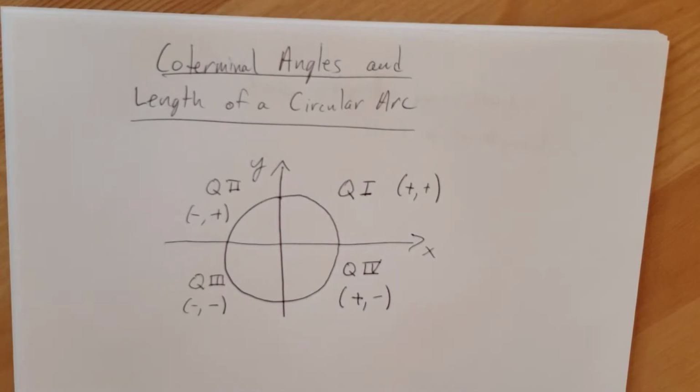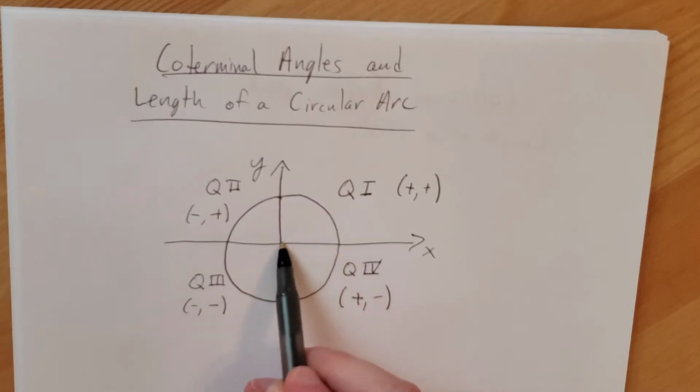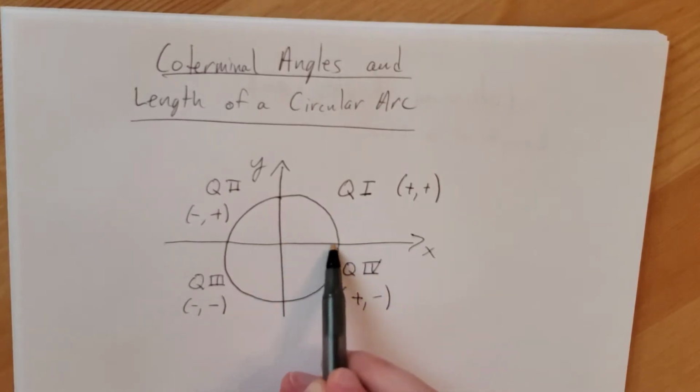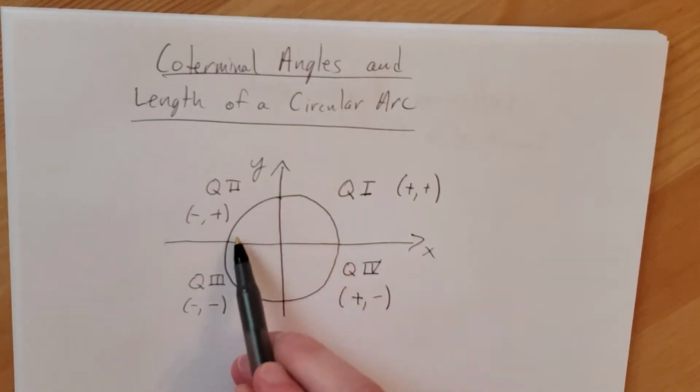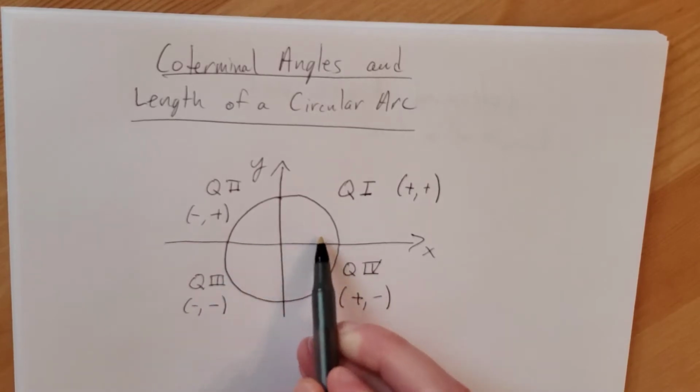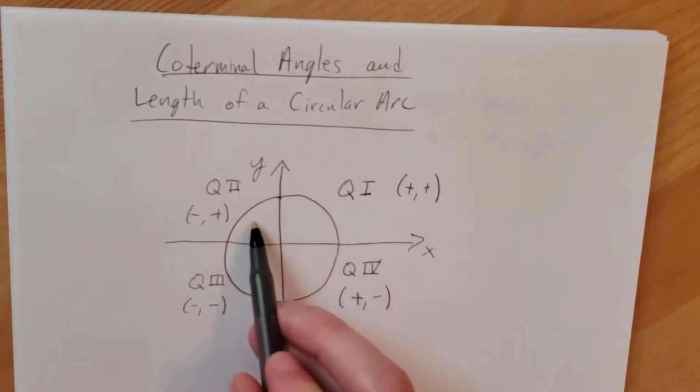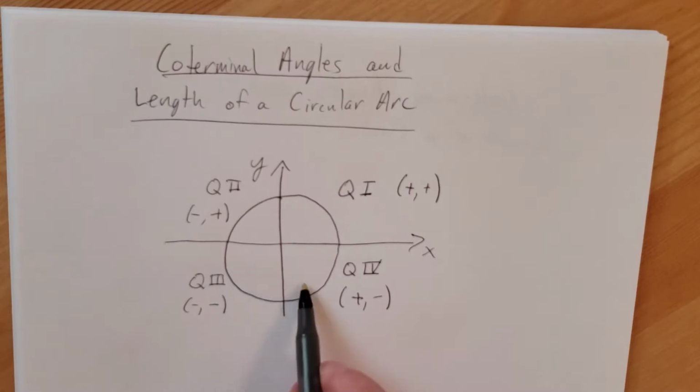And this makes sense based on the information in the last video where we started with our initial side here, and we rotated the terminal side in this direction. So we first run into this quadrant, and then this one, and then the third, and then the fourth.